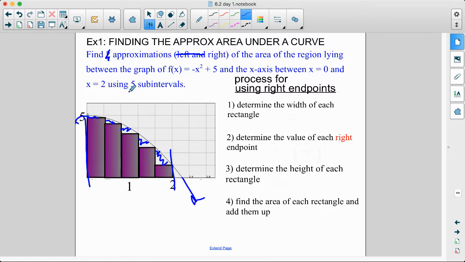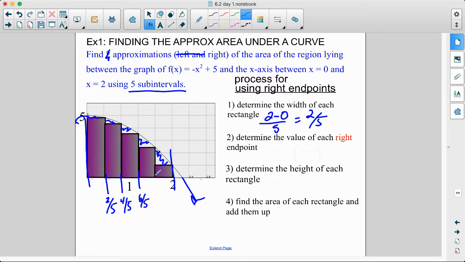So 5 subintervals, that means 5 rectangles, and they all have the same width. So our first thing is to find the width of each rectangle. So you subtract the 2 endpoints, and you divide by how many rectangles there are. So each rectangle has a width of 2/5. So this x value is 2/5. This x value is 4/5. This x value is 6/5.